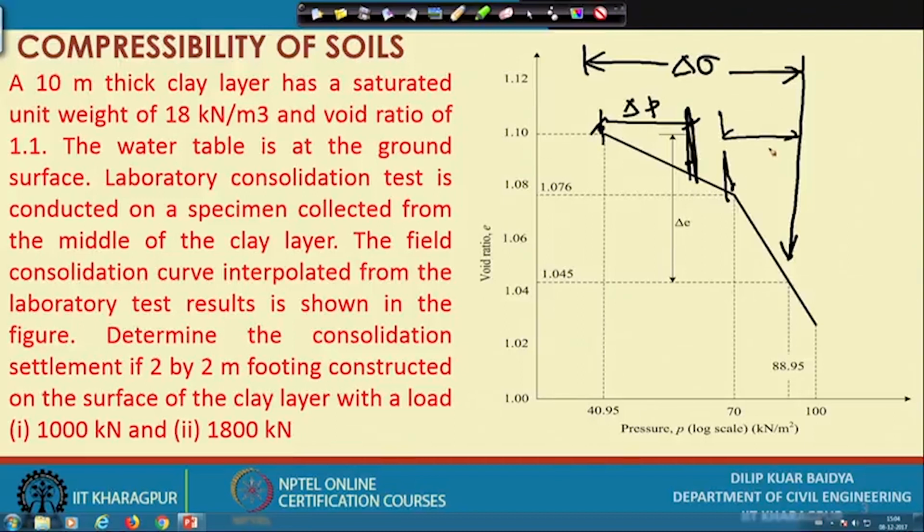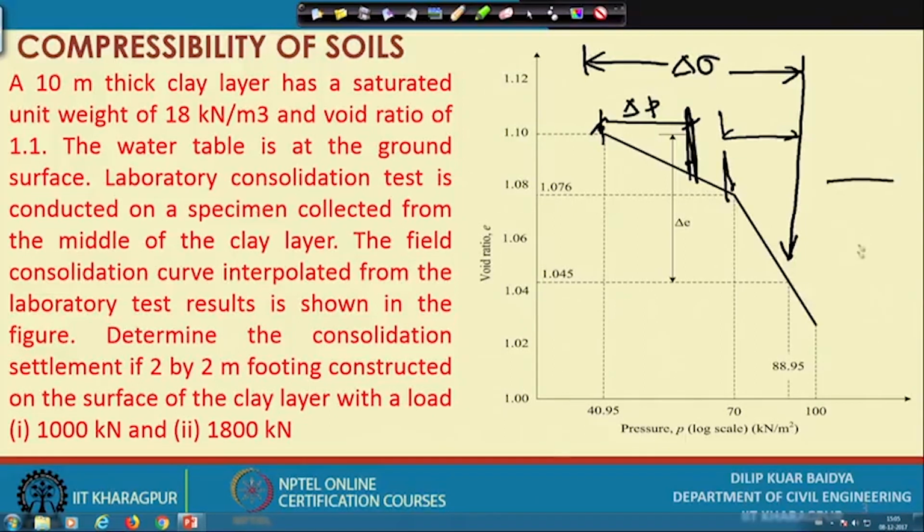You can see here a 10 meter thick clay layer has a saturated unit weight of 18 kilonewton per meter cube and void ratio 1.1. The water table is at the ground surface. A laboratory consolidation test is conducted on a specimen collected from the middle of the clay layer.